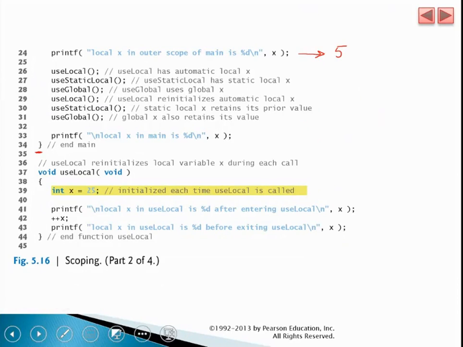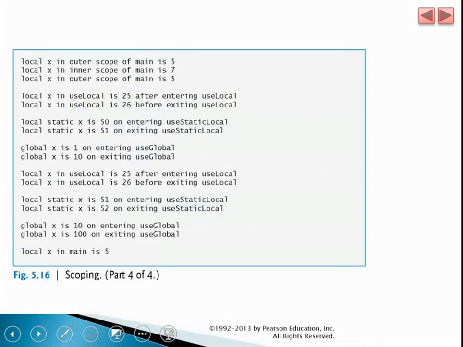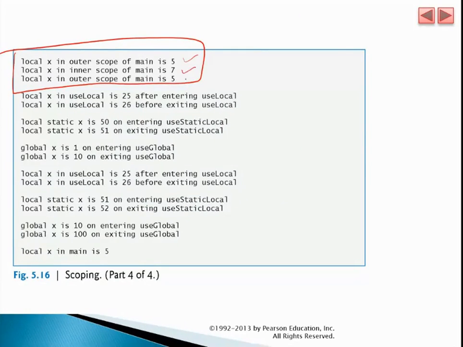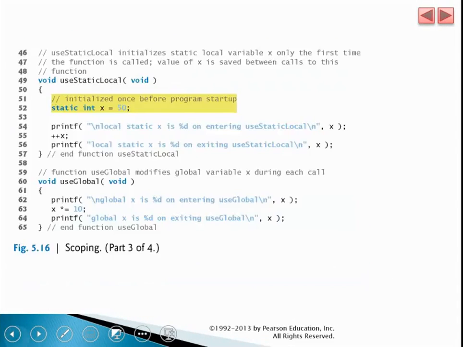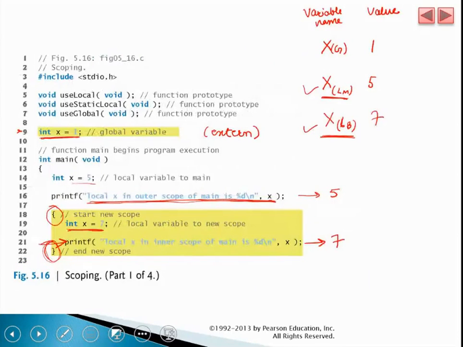Now let me show you the output till here. Okay, so this is the output of the first 3 lines. We will print 5, 7 and then 5 again. So these 3 lines actually show us the difference between local variables with function scope and local variables with block scope. Any question till now? Okay, now let's move forward.